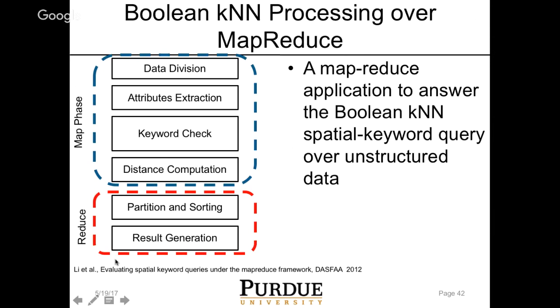So this work creates a MapReduce job where the map phase identifies all objects that cover the query keywords and computes the distance between the object and the focal point of the query. The reduce phase just gets these objects, sorts them based on the distances, and produces the final result. No changes were made to a general purpose system or Hadoop or anything.